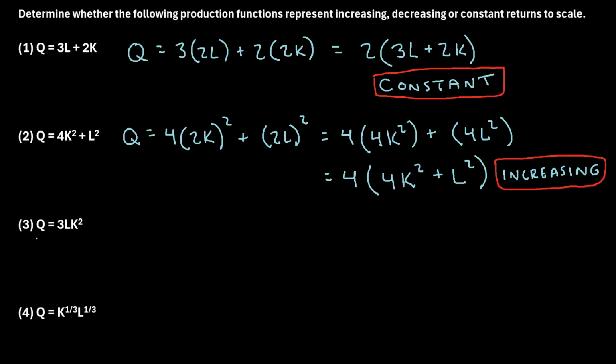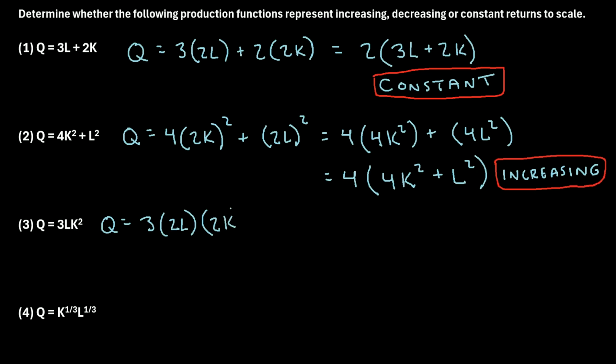All right, now let's check out example number 3. We have Q equals 3 times L times K squared. So again, let's imagine that we double our labor and we double our capital. So we double our inputs. Here's what we would get. Q is equal to 3 times, instead of L, we're saying 2L. So we're doubling the labor. And instead of K, we'll say 2K.